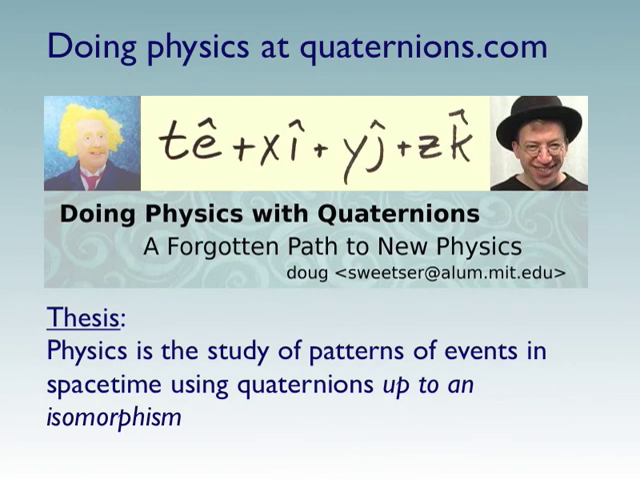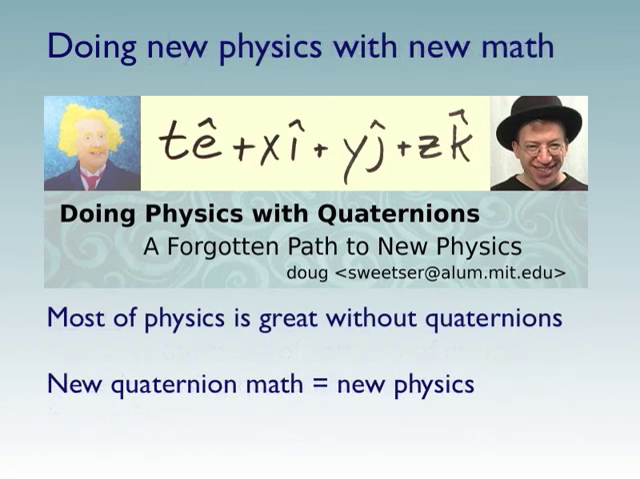My background in doing physics is at the website quaternions.com. And the thesis there is that physics is the study of patterns of events in space-time using quaternions up to an isomorphism. Now, why did I put that in italics? Well, because most of physics works just fine without quaternions.